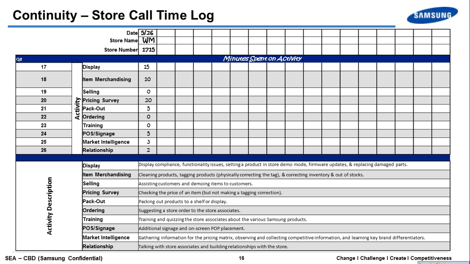To fill this out, enter the basic information at the top: the date, the store, and the store number. And then enter the times. How much time did you spend on display? 15 minutes. How much time did you spend on selling? None. How much did you spend on pricing? 20 minutes. You simply enter the amount of minutes that you spend on each category, activity.